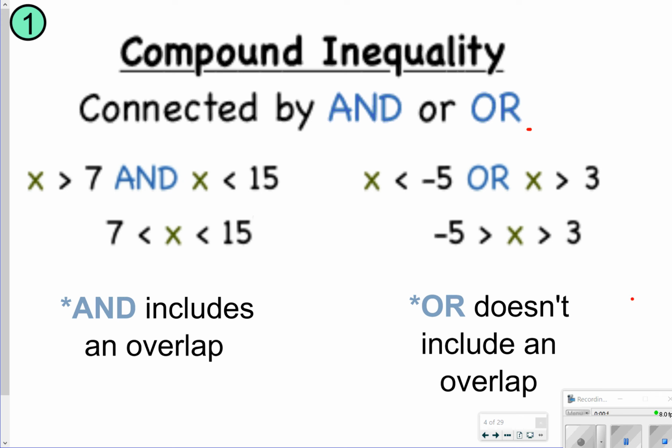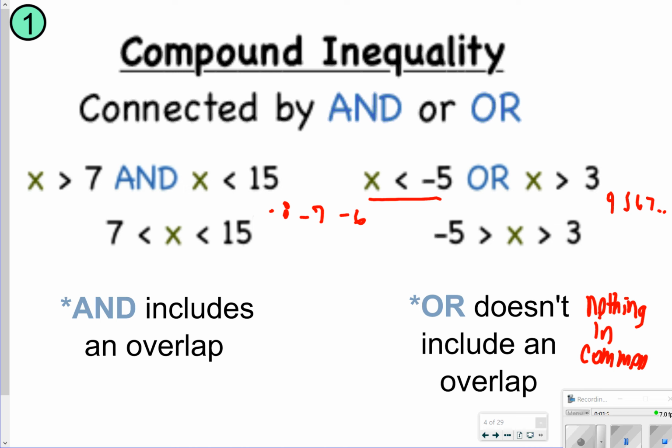For the one over here though, or does not include an overlap. So if you think about it, x is less than -5, that goes -6, -7, -8, etc. Where x is greater than 3, you're talking about 4, 5, 6, 7, etc. These do not include an overlap because they don't have anything in common. So maybe you could also write nothing in common for or. So this is basically the difference between them. Go ahead and take time now to pause the video so you can write down the difference between and versus or. And once you're done, click play so you can see how to start writing some of these.